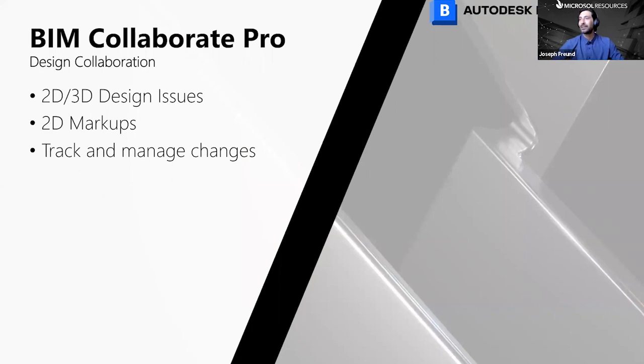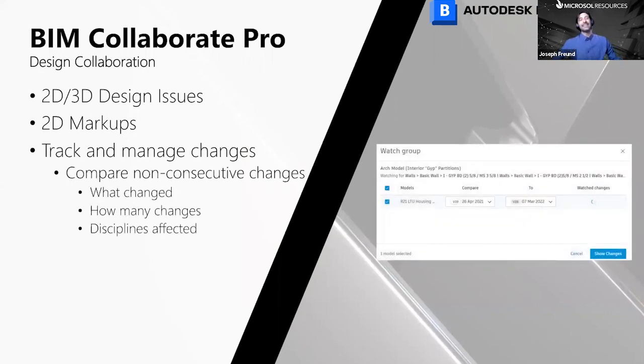And then you can track and manage these changes between non-consecutive models. So here on the right, we've got our watch group set up, but you can show the changes between two different versions of a model. So here on the left-hand side, I'm comparing version 19 with the current and latest version, version 28. Previously, you could only compare two consecutive versions of the model, but now you can say, how does the model compare now to how it was a year ago, something like that.